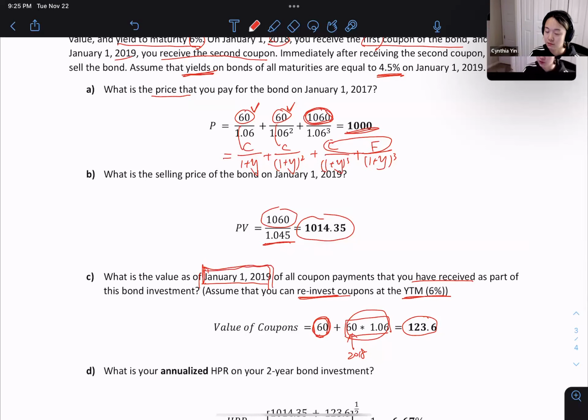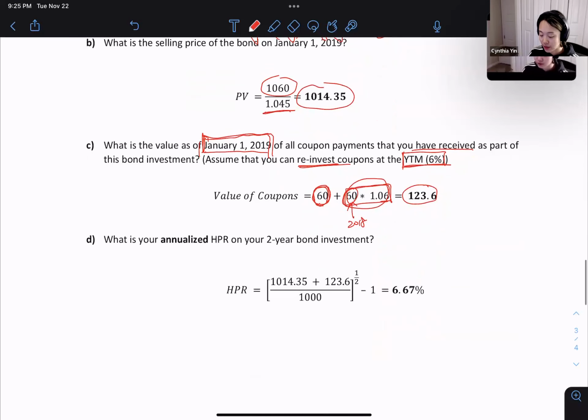Just to repeat, this first part is because you just get a coupon on exactly this day, so it's just a cash flow. You don't need to convert along the time. But because this $60 you got in 2018 is the first coupon you get, you have to reinvest and convert it to 1 year later in 2019, assuming your investment yield is 6%.